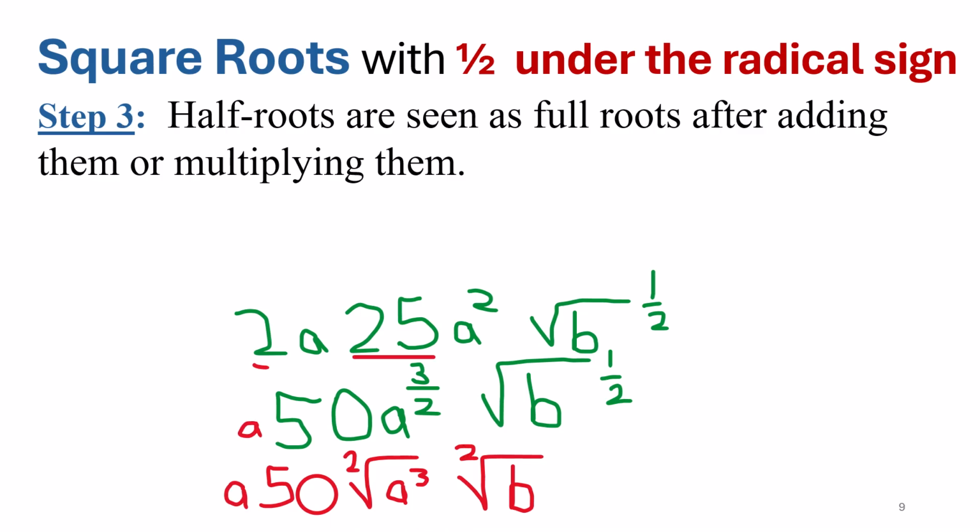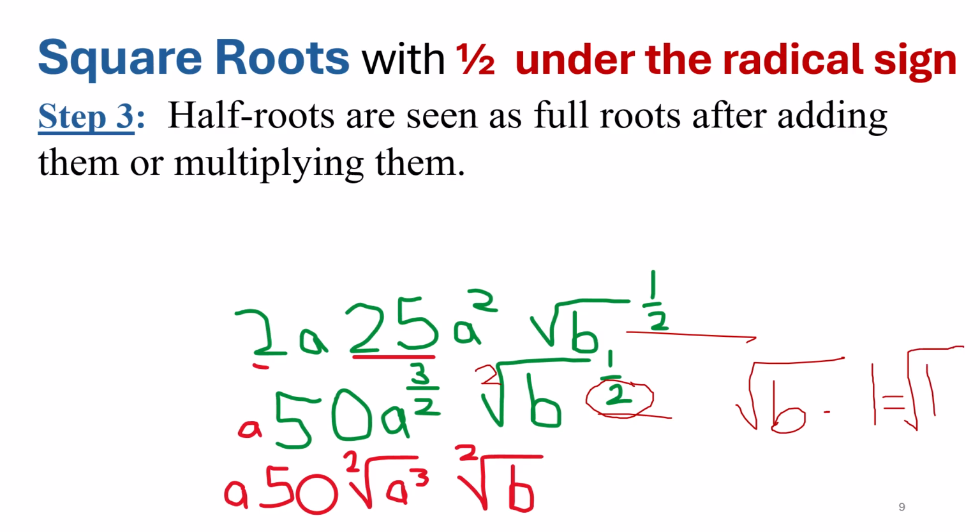Okay, now make sure that you understand that this b to a half, and this one too, the 2 on the bottom comes over to this 2. And this becomes the square root of b times 1, which any number times itself equals, square root of b.